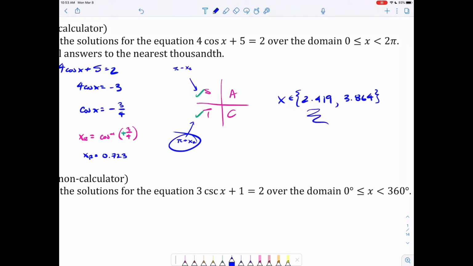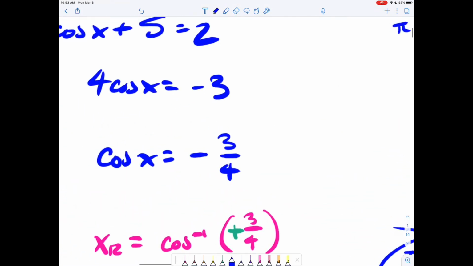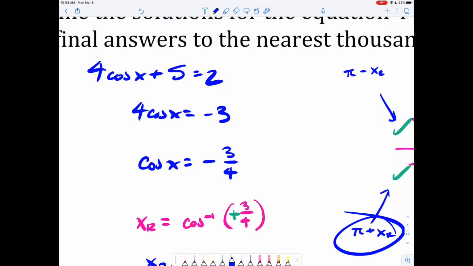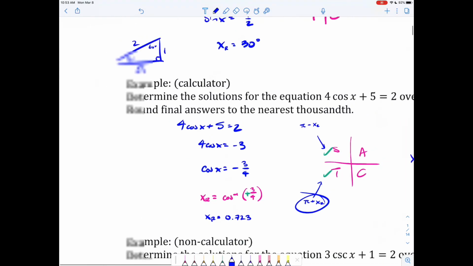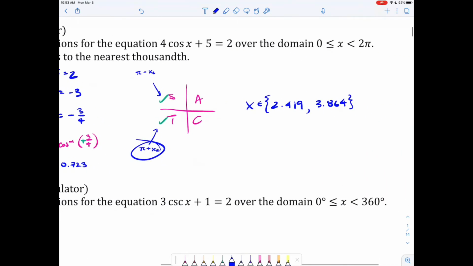We're used to maybe having things work out with a nice pi over 6 or something. These ones don't, but that's because of us having to use a calculator, because this was not a special ratio linked to one of our special angles or special triangles. So that's that. That's that answer.